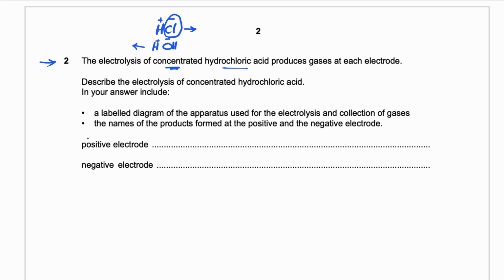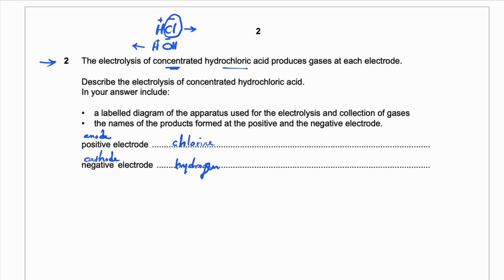cathode. So at the positive anode, we're going to have the anion, and the anion is chloride, and it's going to turn into chlorine. So here we have chlorine. And at the negative cathode, we have the cation. Hydrogen will turn into hydrogen gas. Once again, the question is asking for a diagram.